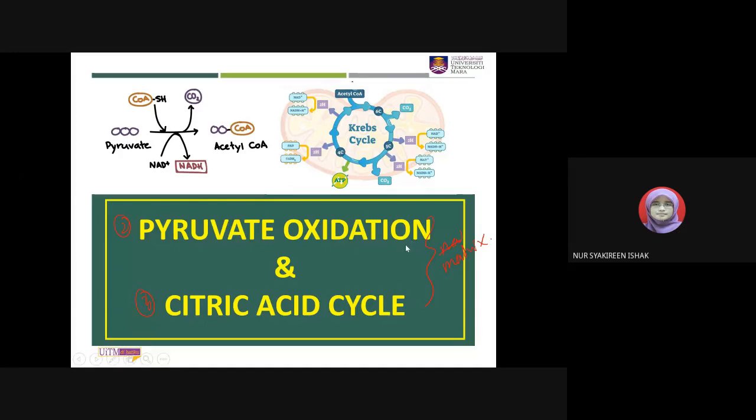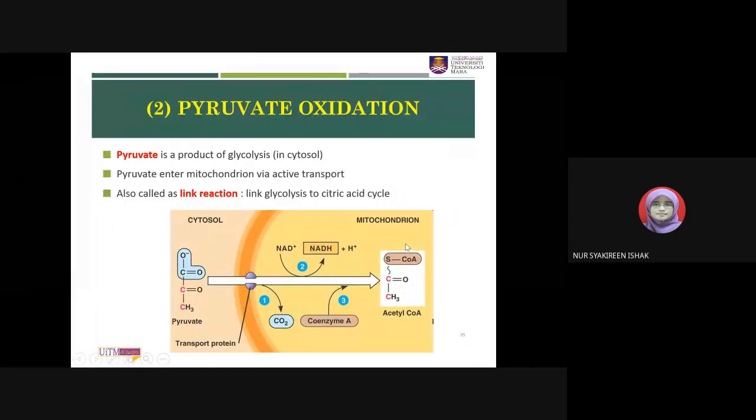Okay, kita tengok phase yang kedua ni, okay, which is pyruvate oxidation ataupun nama dia link reaction ataupun formation of acetyl-CoA. Okay, so why do we call it as pyruvate oxidation? Because pyruvate is oxidized. Okay, how is it oxidized? Because in the reaction, it will cause NAD plus to be reduced to form NADH. Okay, so in this reaction, pyruvate enters mitochondria via active transport. It is also called as link reaction, which links between glycolysis and also citric acid cycle.